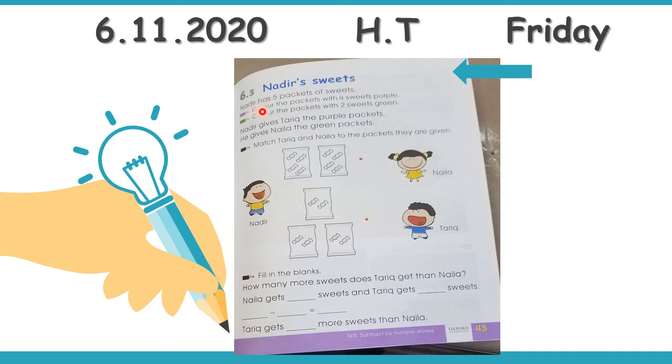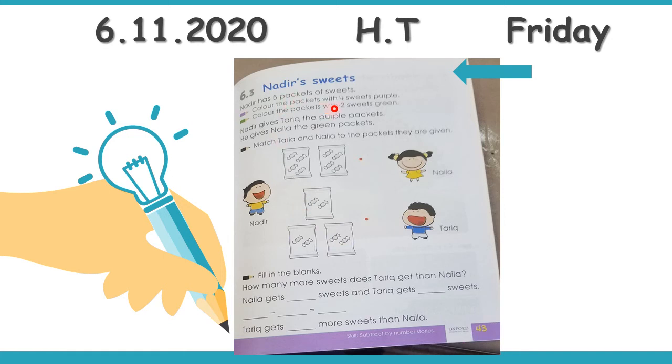Nadir has, who is he? He is Nadir, and she is Naila, and he is Tariq. Now what they are asking: Nadir has 5 packets of sweets. How many? 1, 2, 3, 4, 5. 5 packets of sweets.